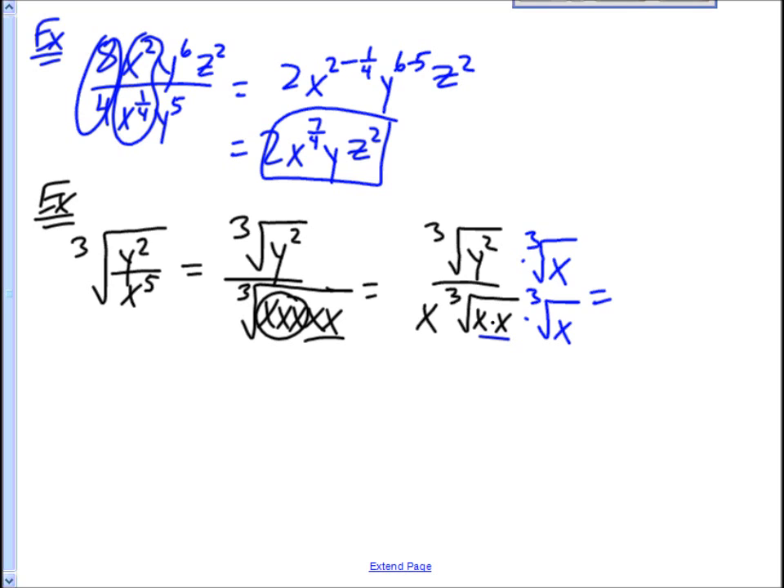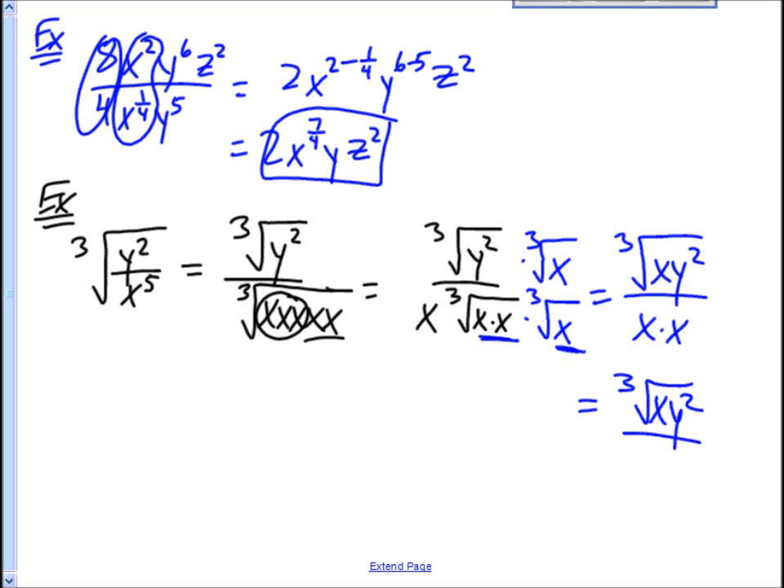Now on the top, I got the third root of y squared times x, I'll write that xy squared. On the bottom now, I have the third root of x, x, x. Isn't there 3 of those now underneath that third root if I put those 2 together? And then when I simplify that, I'll just have x and x. So you get the third root of xy squared all over x squared. That's how I'd go about doing that one.